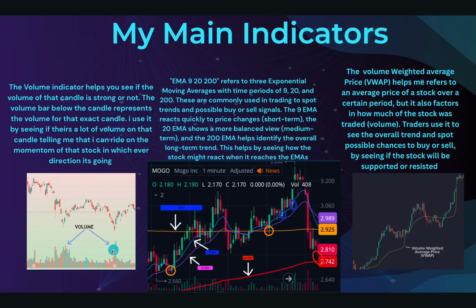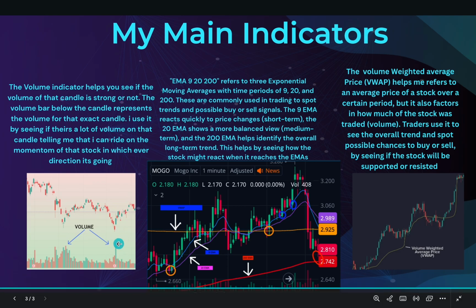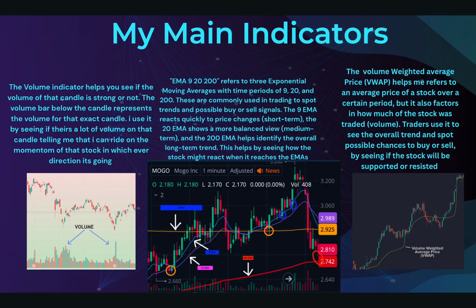So if there's a lot of green candles, let's spot this right here. If there's a lot of green candle, I know there's a lot of buying in that candle. There's a lot of people buying. So I'm going to ride the momentum. I'm going to ride the wave that's bringing that candle up.